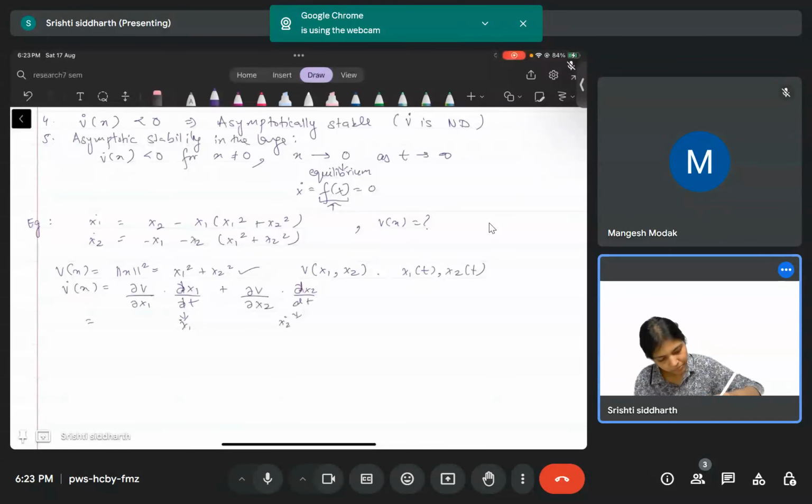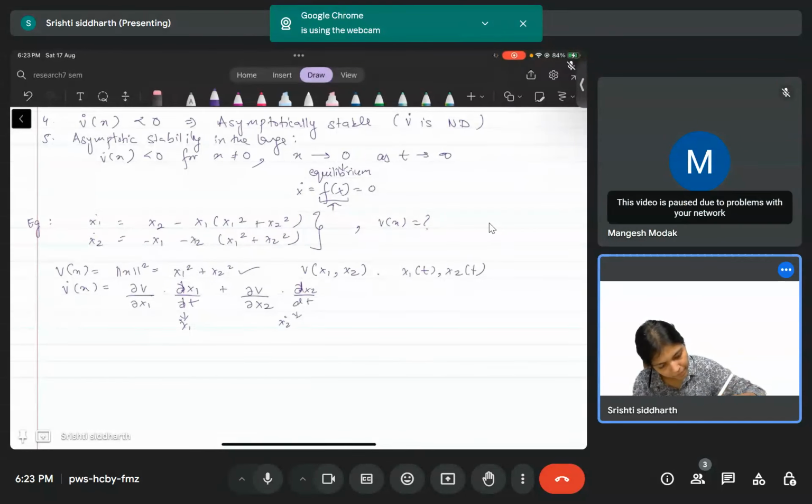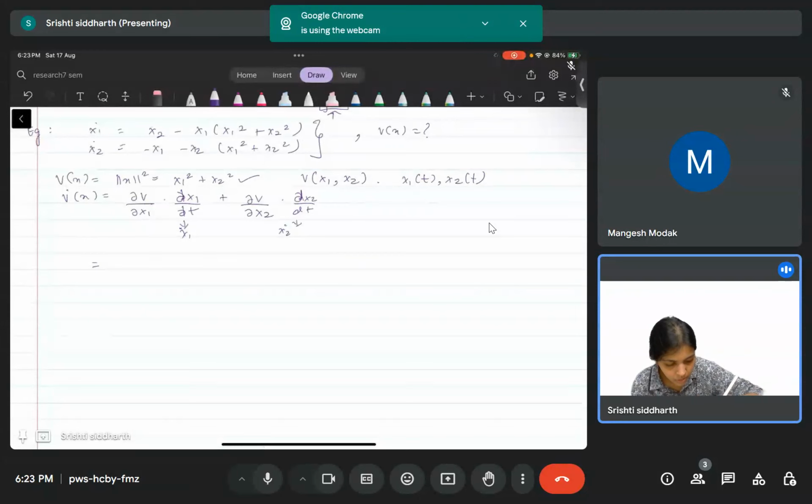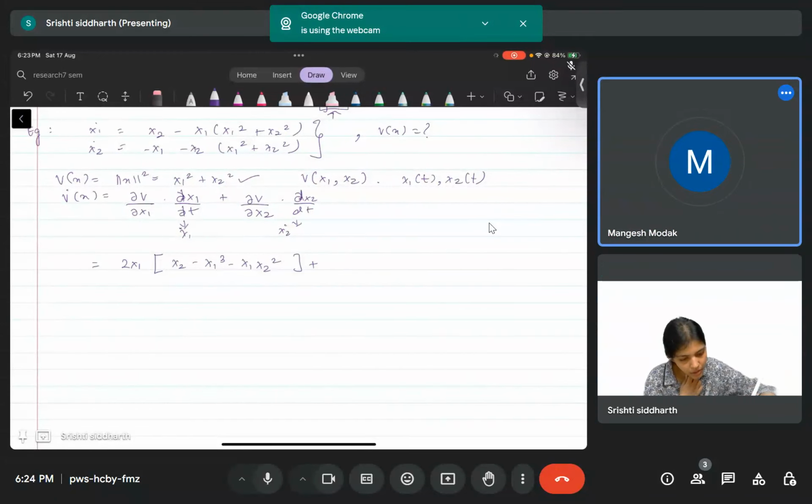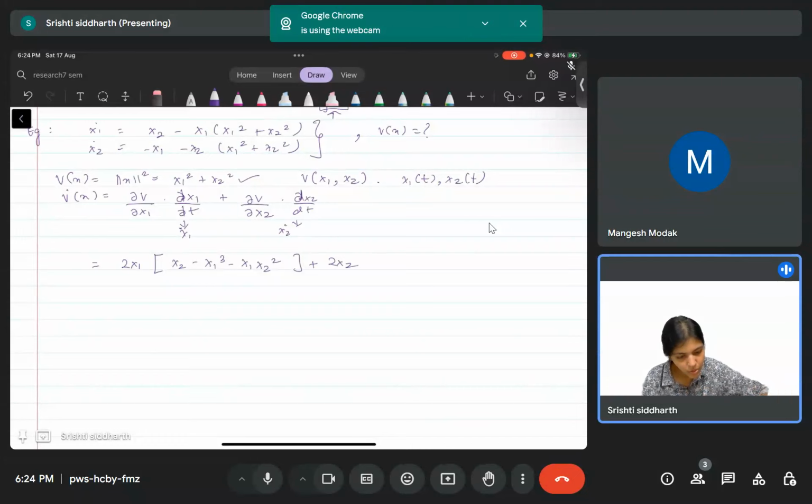So let's see. What is del V by del x1? It's simply 2x1. Substitute x1 dot, and we're going to get x1 cubed minus x1 x2 squared. Then this is going to be 2x2 times x2 dot, minus x1 squared x2 minus x2 cubed.